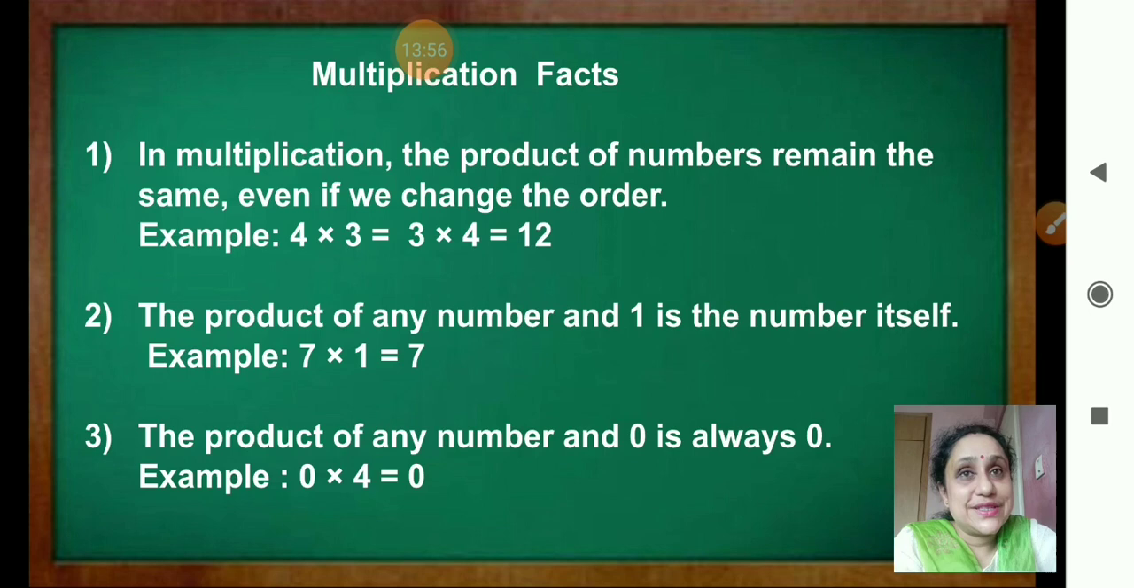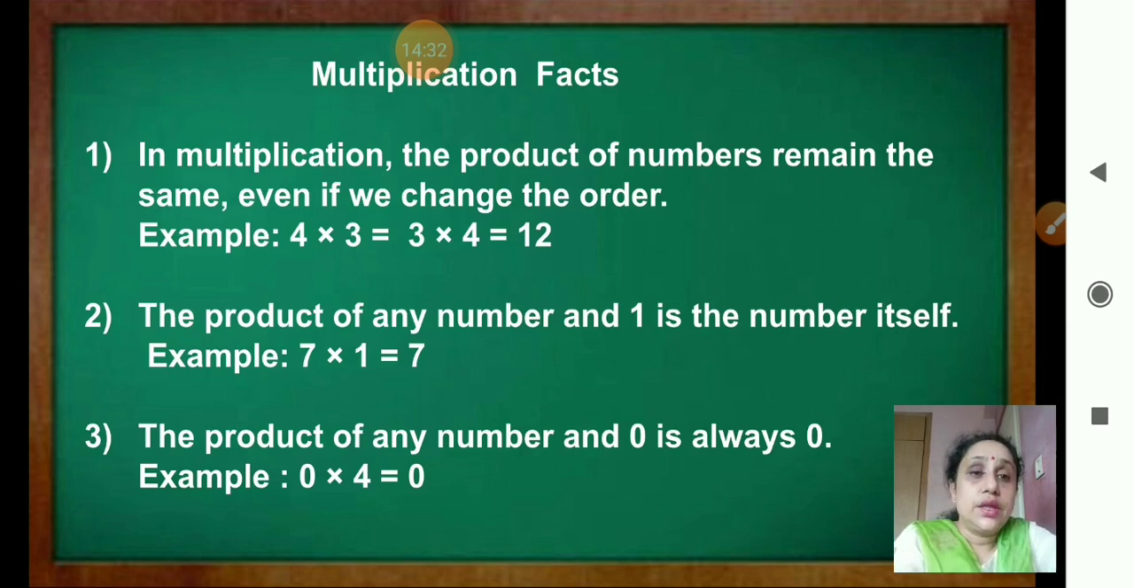2 4s are 8, and 4 2s are 8. If you change the order, you will get the same answer only. Now number 2: the product of any number and 1 is the number itself. See here, for example, 7 1s are 7. When you are multiplying a number by 1, you get the same number, 7. If you do 8 1s, you will get 8.